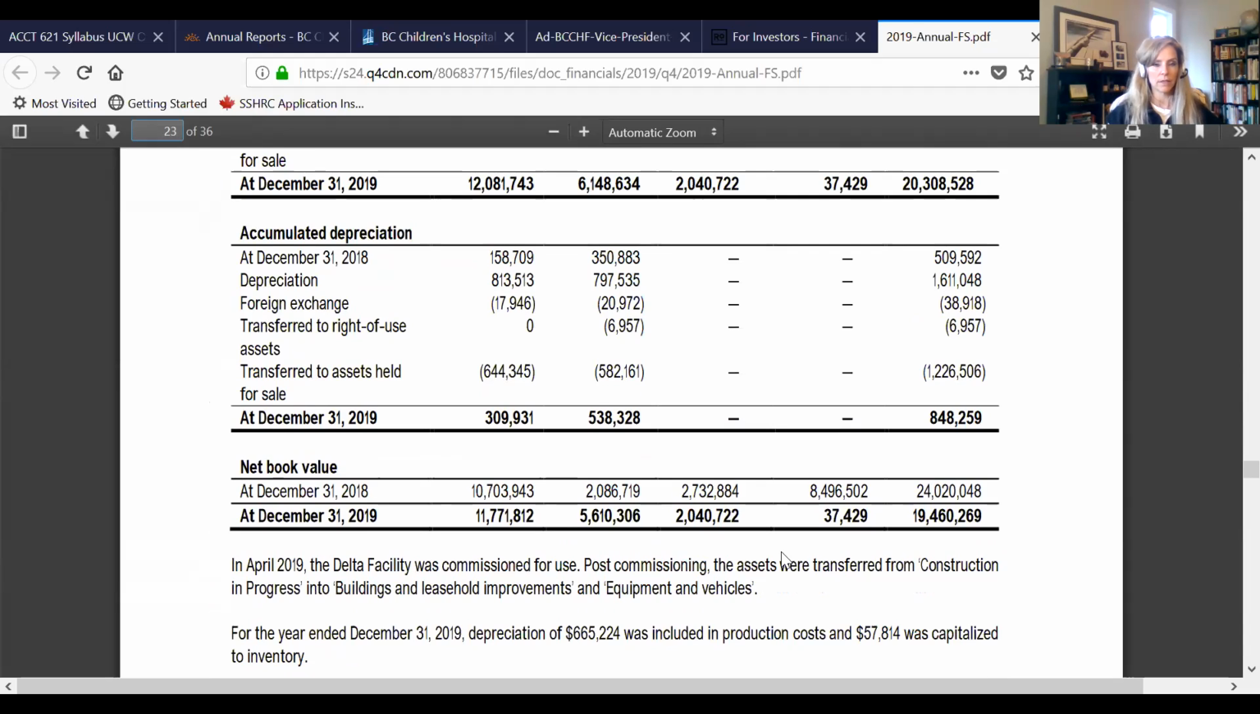So this is kind of setting the stage for the discussion on depreciable assets, but I want to show you a real set of financial statements, and these ones are really nice statements. I really like these ones.